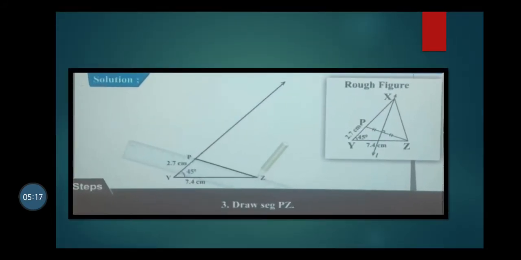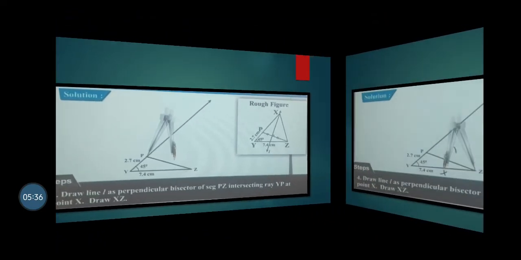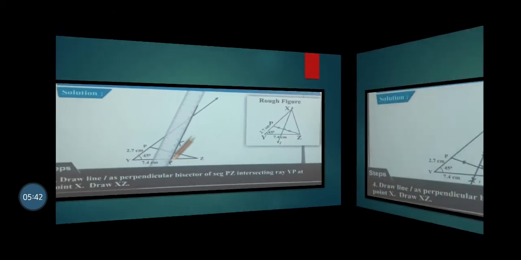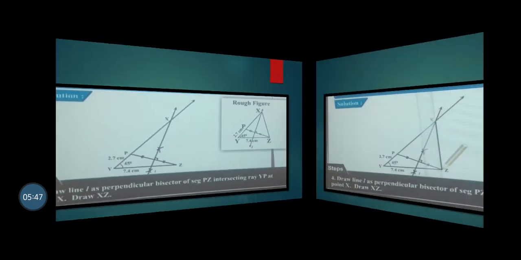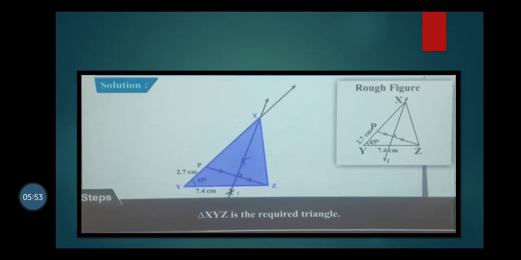Step number 3, draw seg PZ. Step number 4, draw line L as perpendicular bisector of seg PZ intersecting ray YP at point X. Draw XZ. Join it and name it properly. Therefore, triangle XYZ is the required triangle.